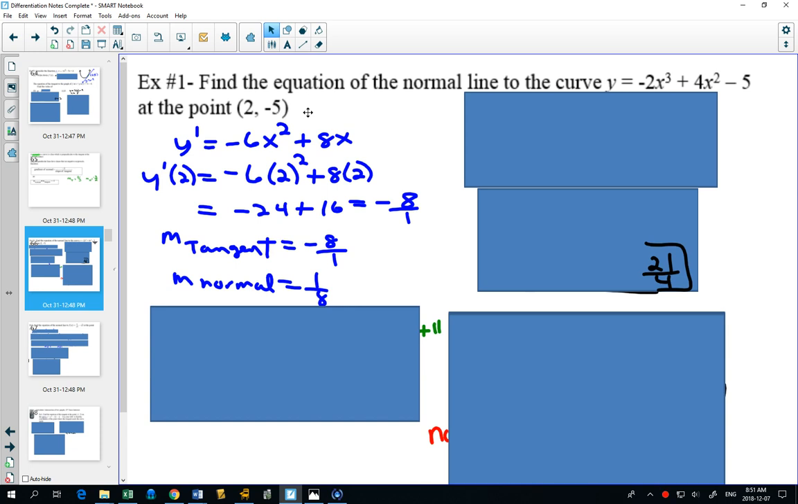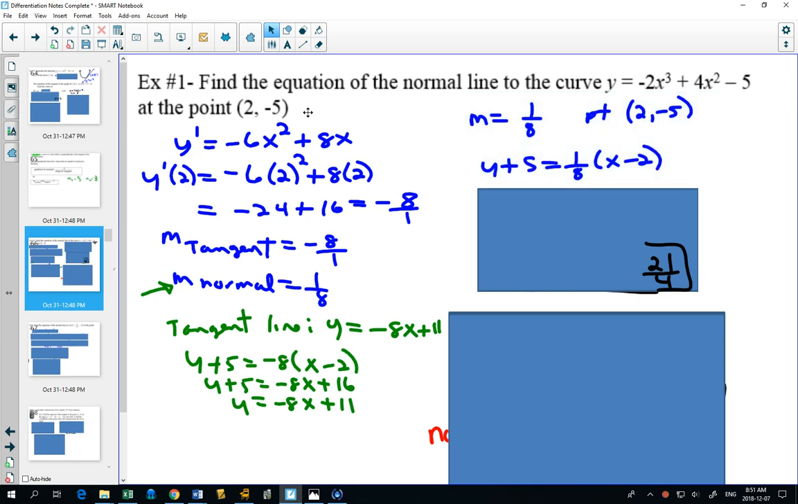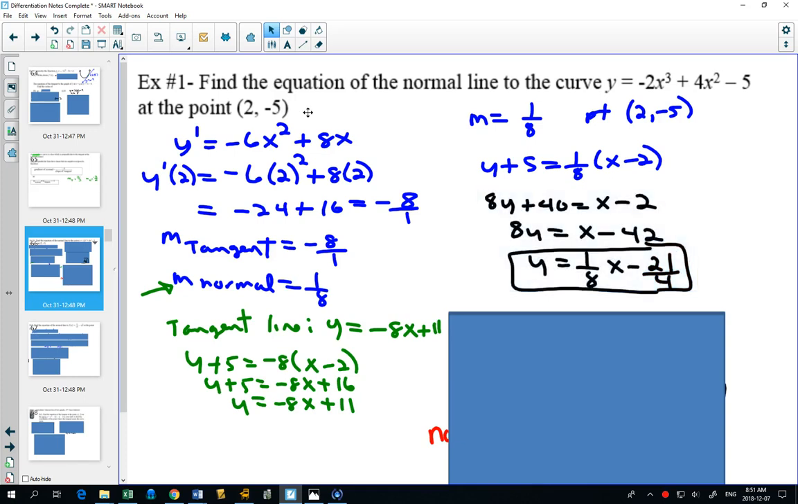This part right here is the only thing that's new in this question compared to finding the equation of a tangent. The rest is going to be identical. So now that we have a slope, we need to find the equation of the line. In order to find an equation of a line, you need a point and a slope. Now we don't need to find the tangent line yet. So there's our slope. Our point is (2, -5). You could use the point slope form. Plug in your point, plug in your slope. Rearrange it if you'd like.